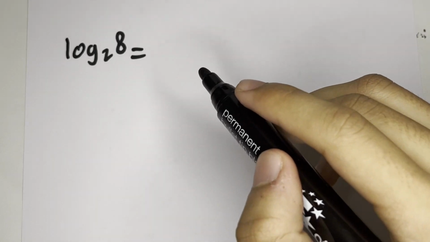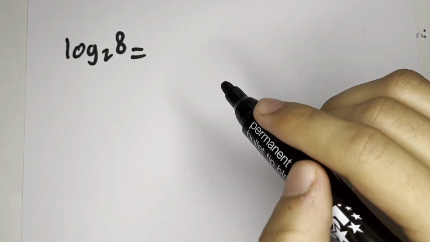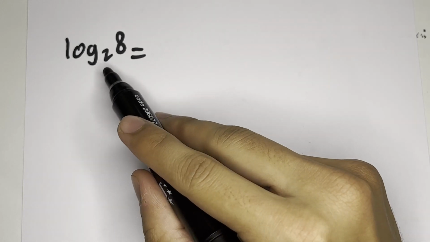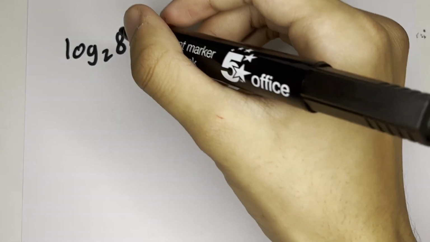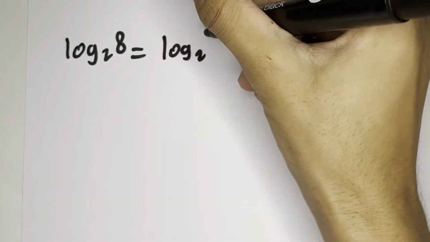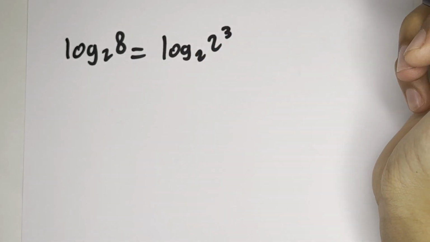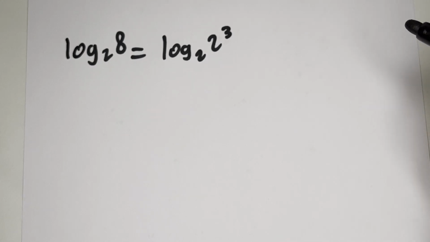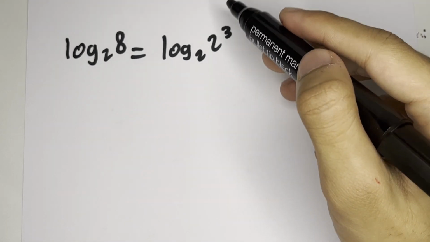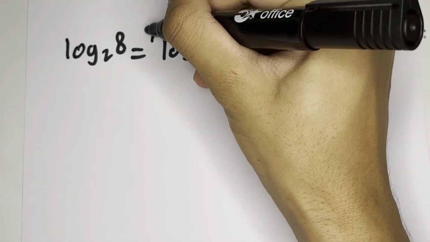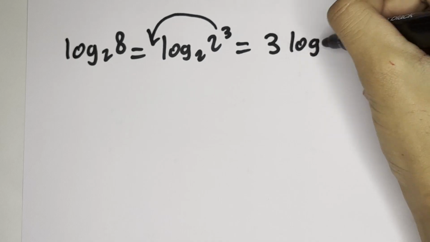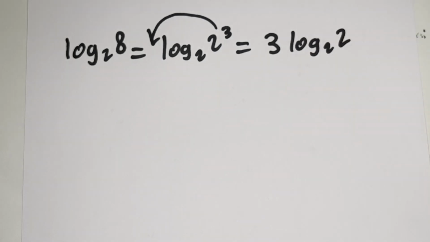I'll go through a few examples of how you can use the laws and the base conversions to simplify logarithms. So take this first example, log base 2 of 8. 8 can be written as 2 cubed, so we can write this as log base 2 of 2 cubed. And now, from logarithm law number 3, when we have an exponent, we can bring that to the front. So instead, this can be written as 3 times log base 2 of 2.